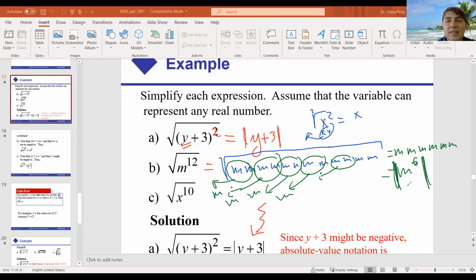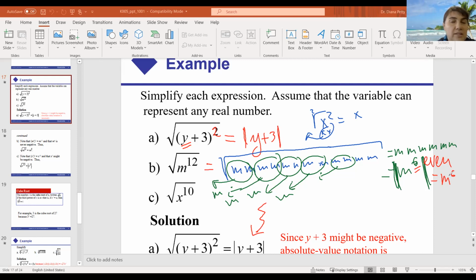So what it is, because this is an even exponent, that's what we're getting here. See, this 6 is an even number, so anything to an even power will always be positive. So in this case, we don't need the absolute value, because this expression is always going to be positive. But again, this is far-fetched.